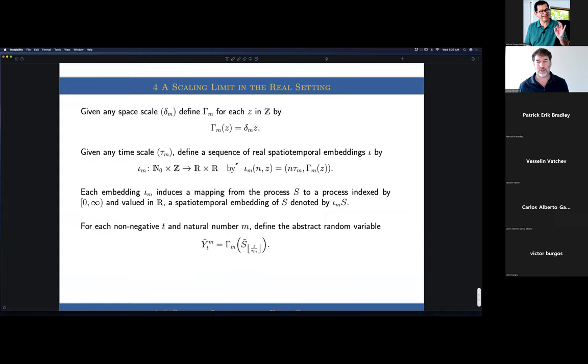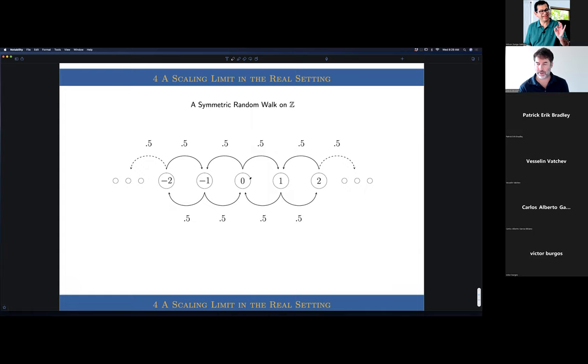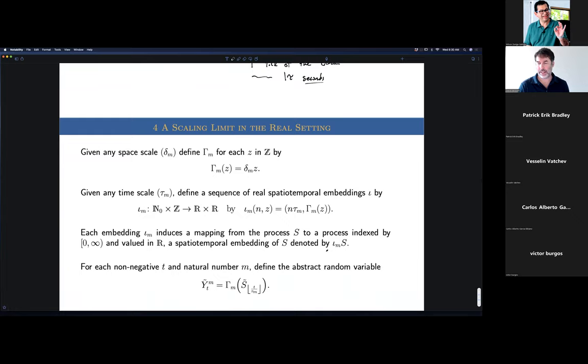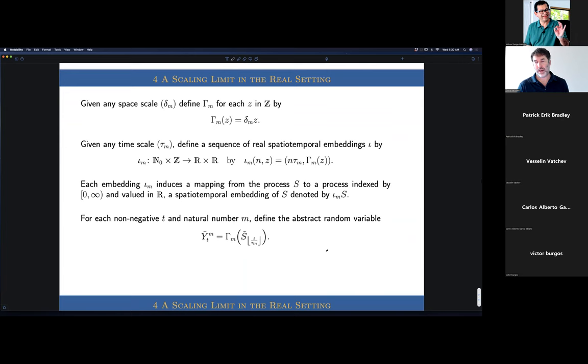So if I embed this in the reals, I've just changed the spacing maybe. Instead of this being a distance of one, this is now a distance of one delta from that. This is now just one delta, two delta, negative one delta, negative two delta. Instead of being one tick of the clock, I just happen to say, well, that's actually one tau seconds. So it's basically just attaching units to the thing. That's all I'm doing, and that's what a spatial and temporal embedding does. It just attaches units to it. That's how I think about a scale.